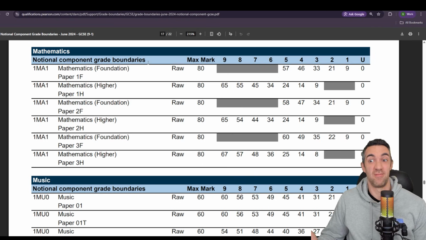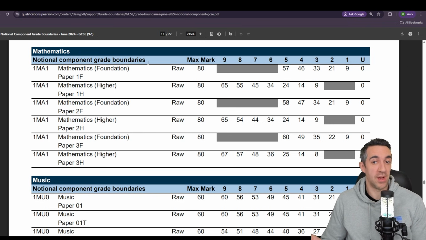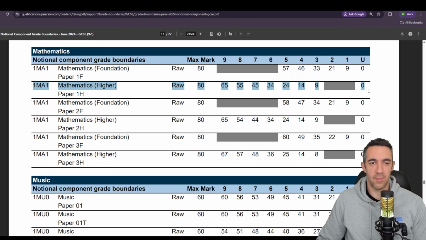The reason they do that, if you're interested, is that technically you don't have grade boundaries for a paper, because your mark is just all added together. So your mark is out of 240. That's the actual grade boundary. But then they translate that into roughly what it would be for each paper, based on how people did on those ones. So this is the one we're interested in here, this higher paper.